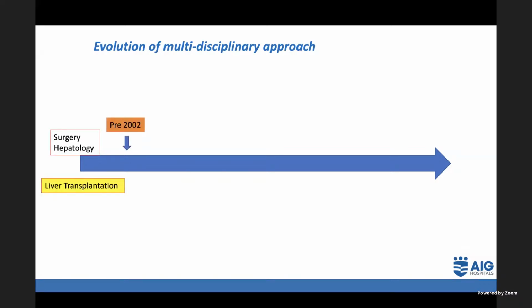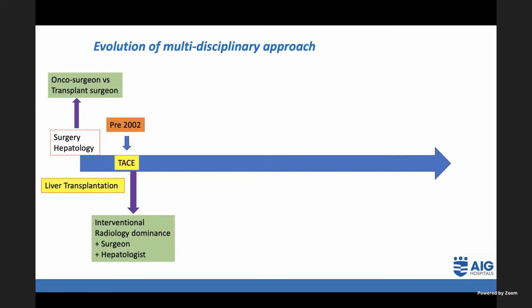Before 2002, whenever somebody had an HCC, the only discussion was whether it is resectable or not. If it is resectable, it goes to the surgeon. If it was not resectable, it's the end of life. Or if it was resectable within some criteria, it used to go for a liver transplantation. So it was an onco-surgeon or a transplant surgeon or a GI surgeon.